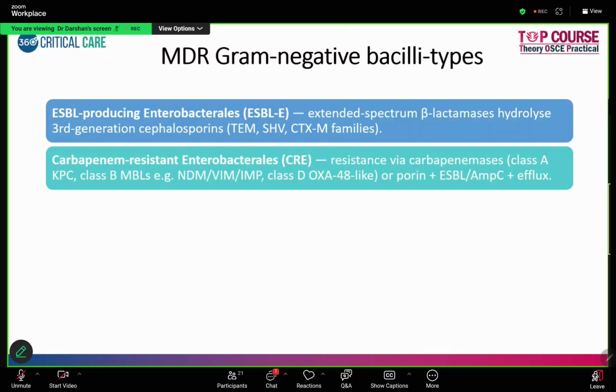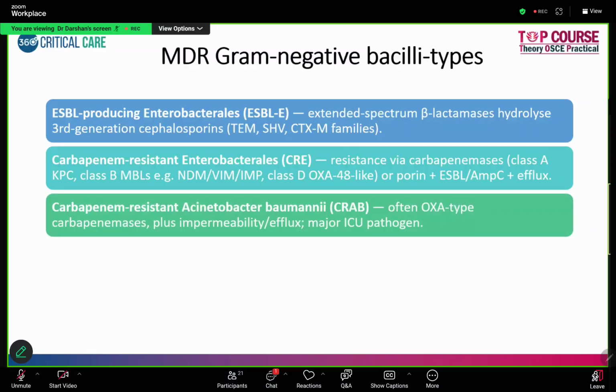The second one is your CREs, the carbapenem resistant Enterobacterales, because of production of carbapenemases. Okay, again they can range from class A to class D, except class C. Okay, sometimes they can be a mixture of ESBL and AmpC as well. So they all come under the category of CREs. Okay, whenever there is a carbapenemase present, then they'll be categorized as carbapenemase producing organism, or CRE, carbapenem resistant Enterobacterales.